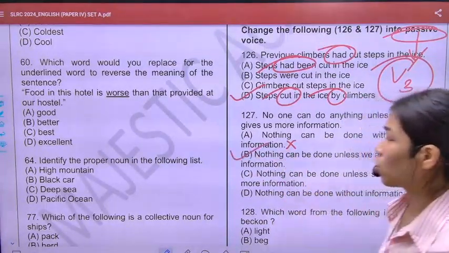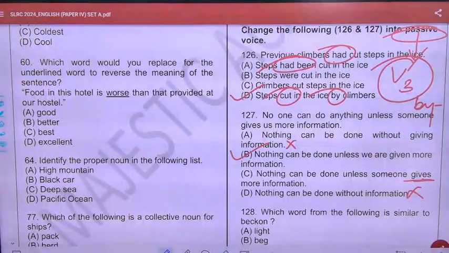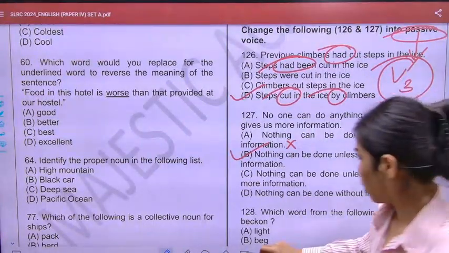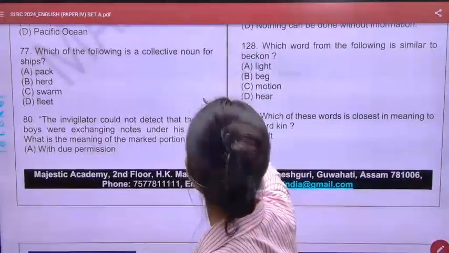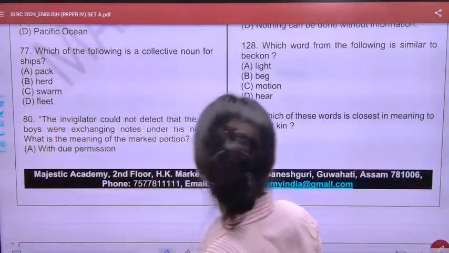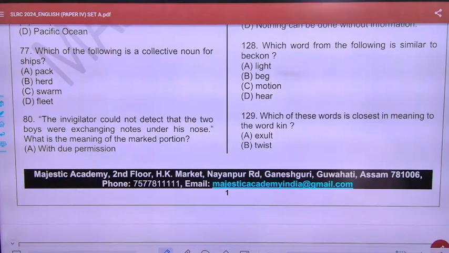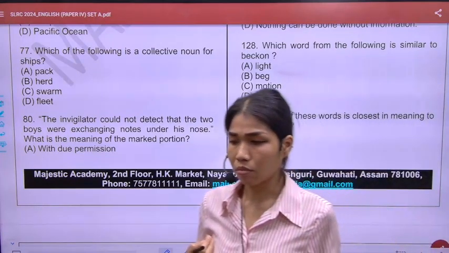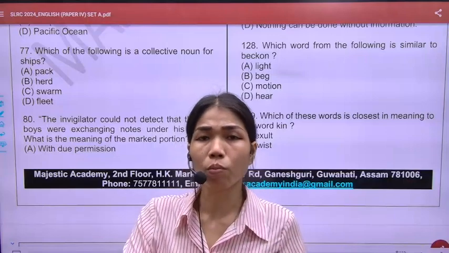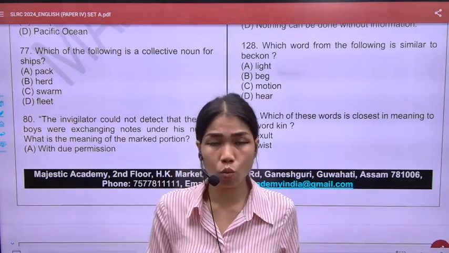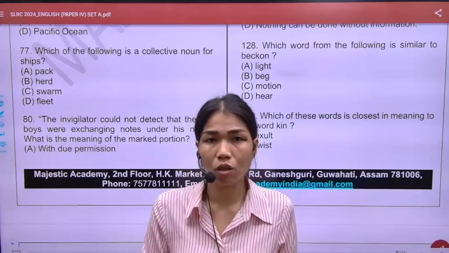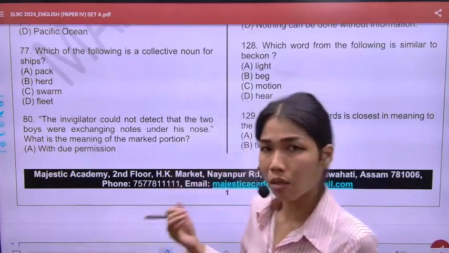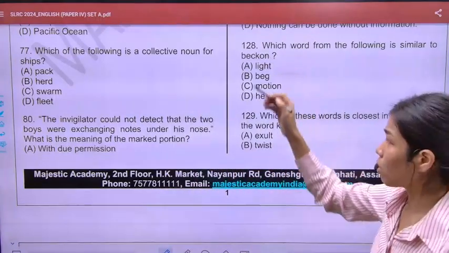So option number B should be our answer for question number 127. Okay, so we are done with this question. Let's move to the next question, which is question number 8, and it says which word from the following is similar to beckon. Okay, beckon means whenever you make any kind of gesture with hands, with body, with your head. So giving a gesture or making a gesture is the word which says beckon.